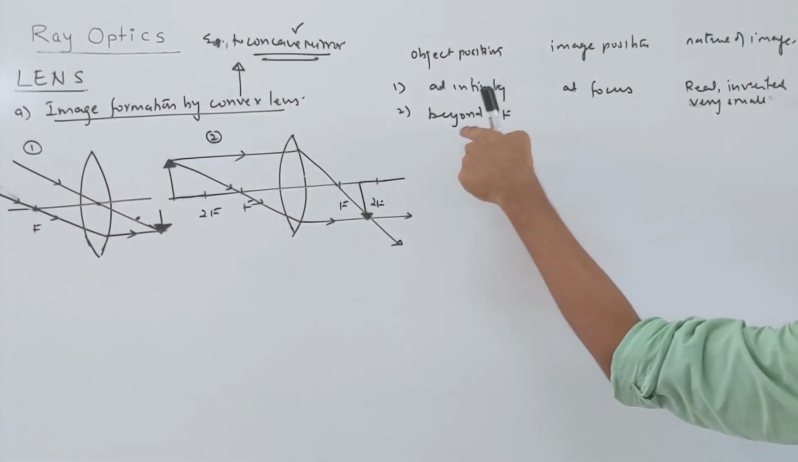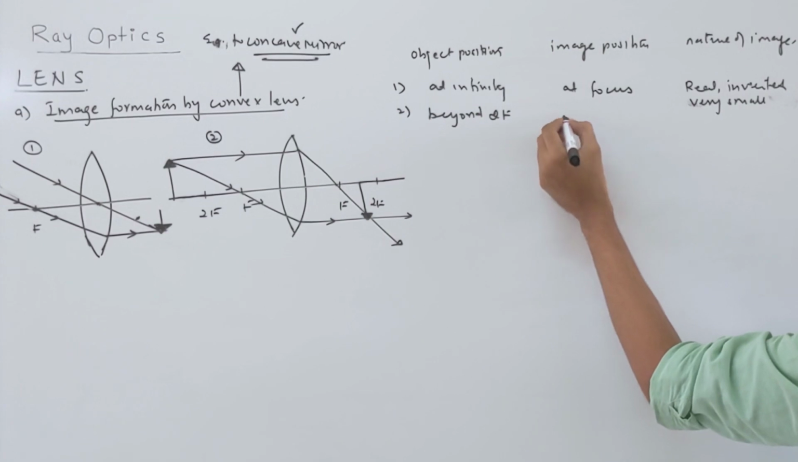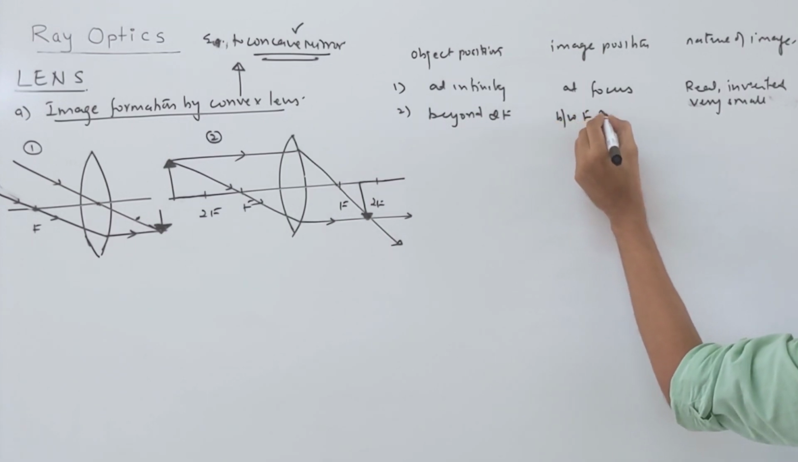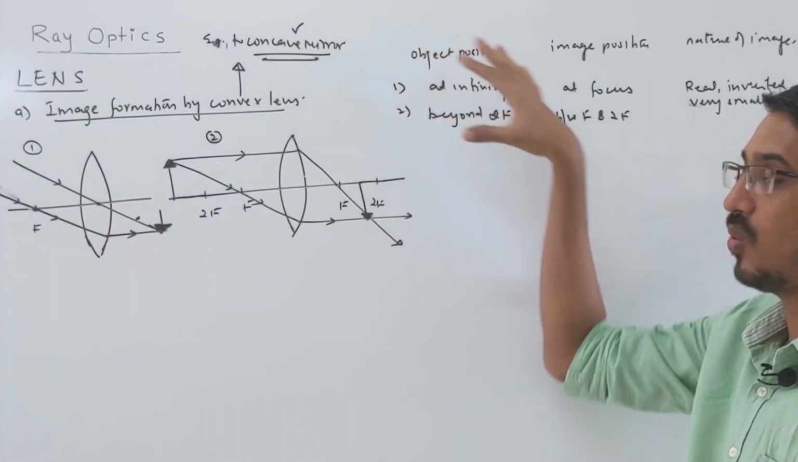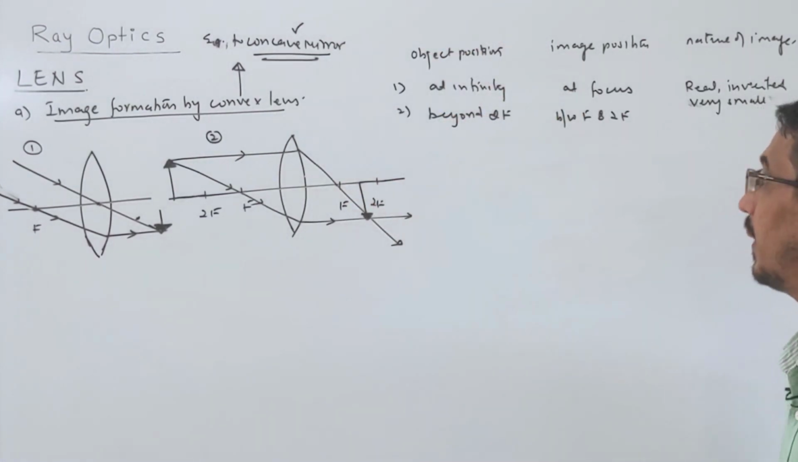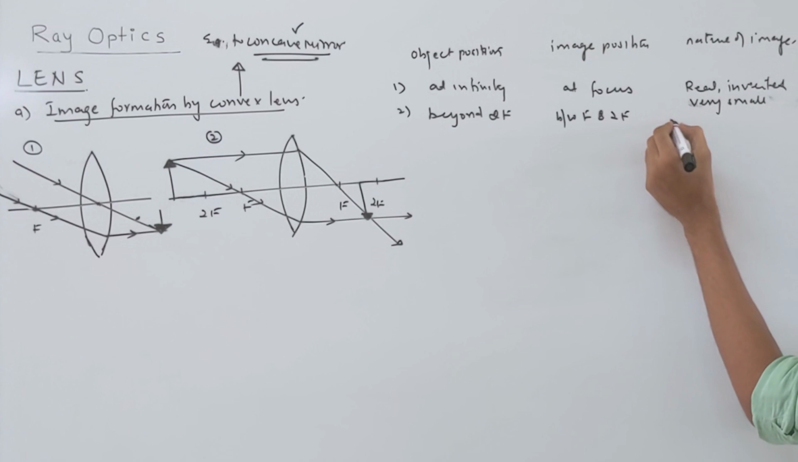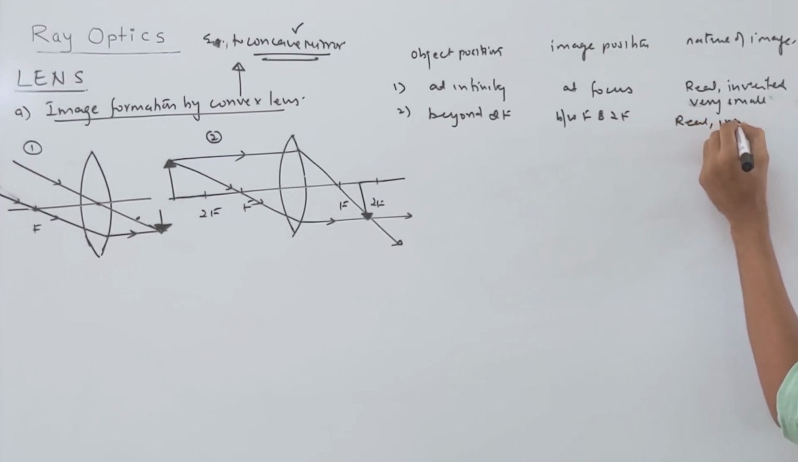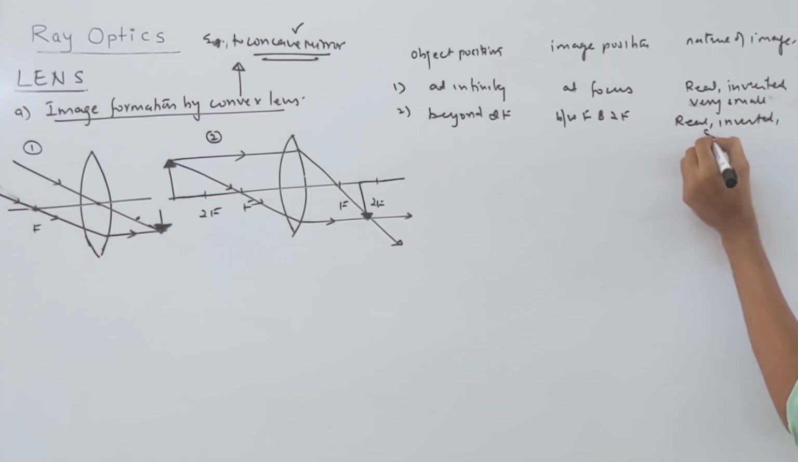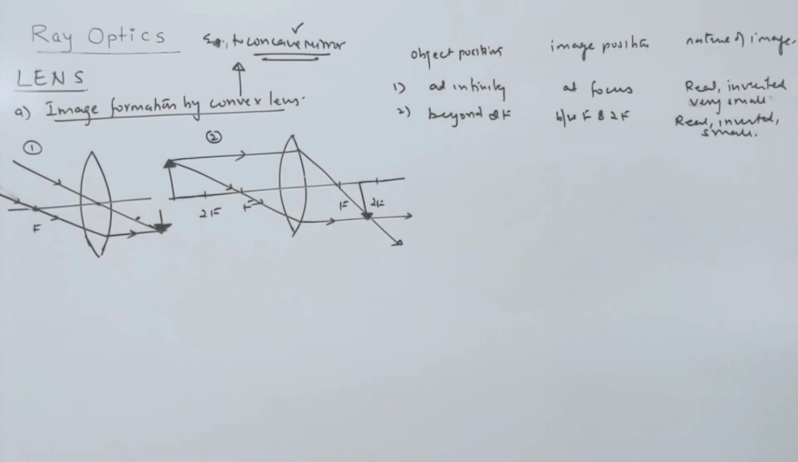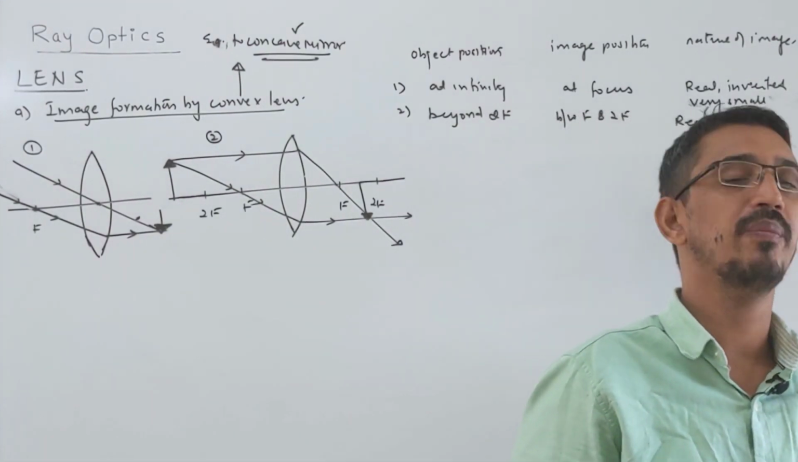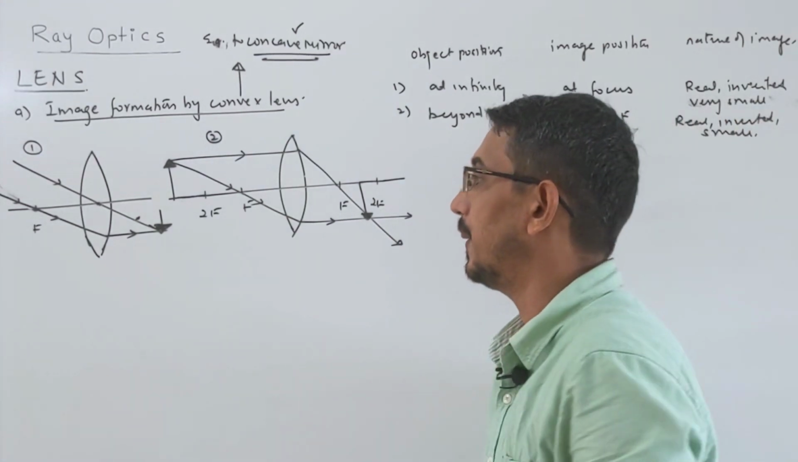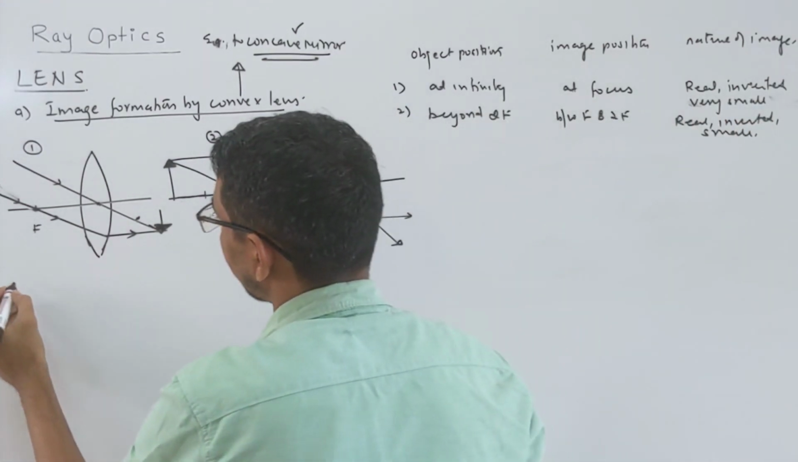So the object is placed beyond 2f. Where is the image formed? Between what? F and 2f. The same answer you got for your concave mirror. I said all answers will be exactly the same. Okay. What is the nature? Real, inverted, and you say what? Small. Correct. Object bringing close and close, the image is going away and away and becoming what? Larger, right? Okay.